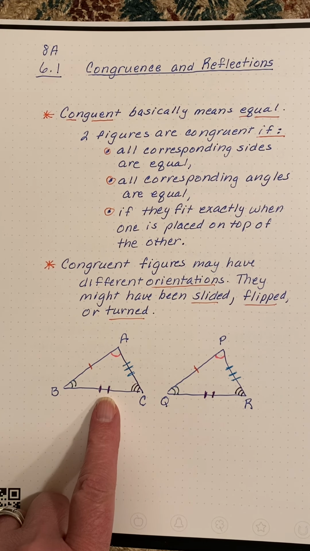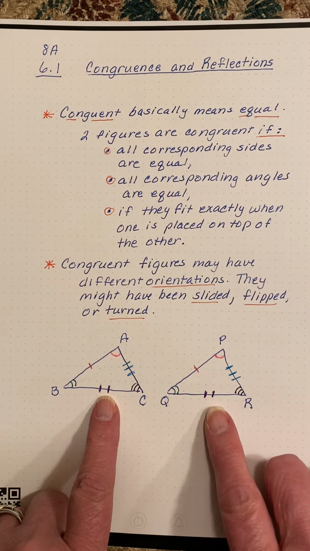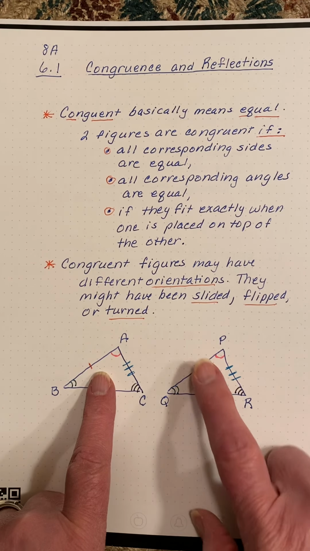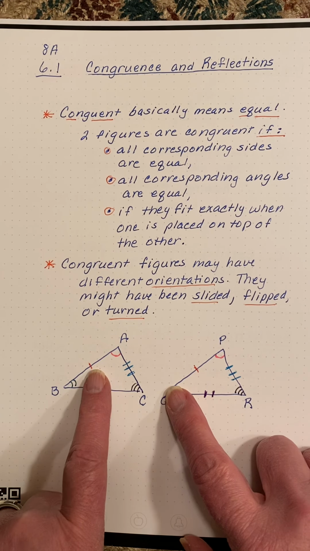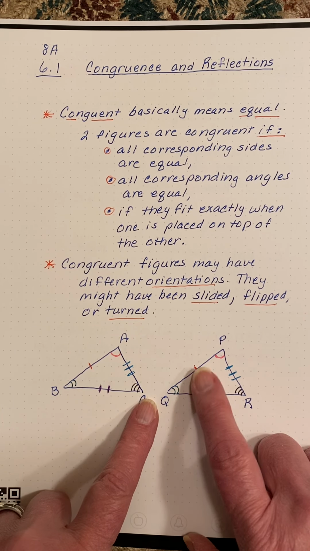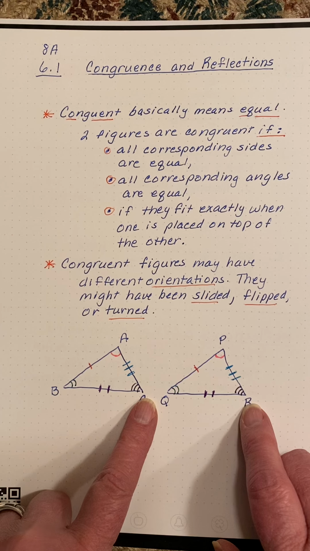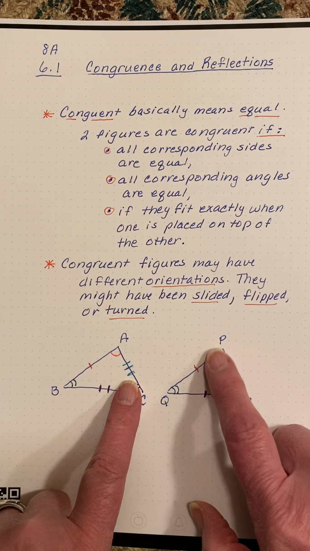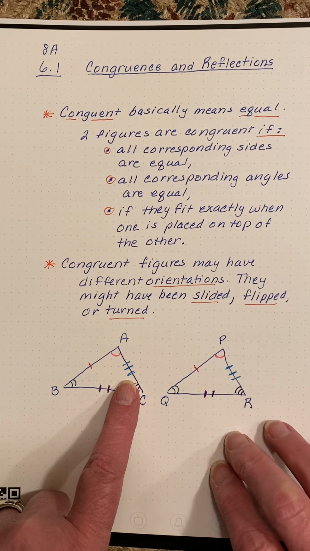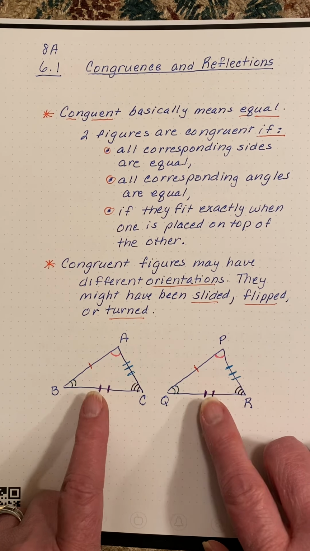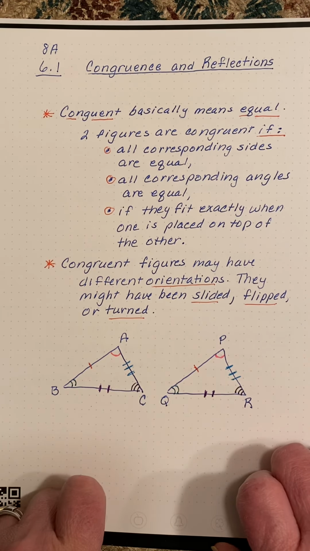So here I have triangle ABC, and here I have triangle PQR. Notice first of all the sides. AB is the same as PQ, indicated by the single tick mark. AC is the same as PR, which is indicated by the triple tick mark, even though I kind of did a little divot there at the top. BC and QR are the same because of the double tick mark. So the three sides are the same.